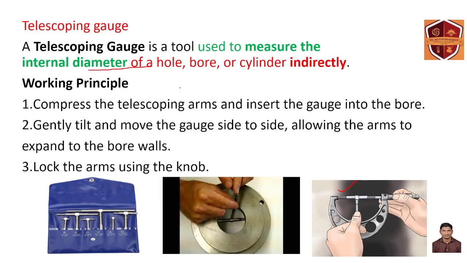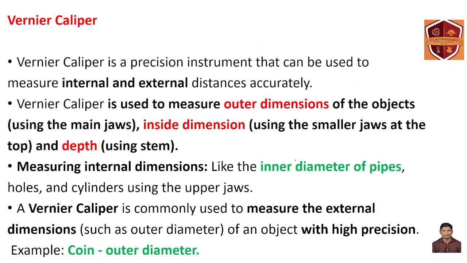So compare the telescopic arms and insert the gauge into the bore. Then tilt and move the gauge side to side. Then only you can easily find out the error spot. Then finally you can check the micrometer reading.